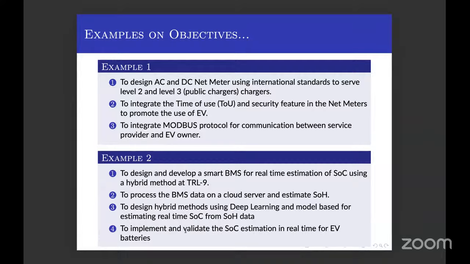Similarly, example 2 is there. I will not read it, I'll share the slides with you. You can see how it is written very simple and effective so that you can understand it in a proper way. You have to make sure that you write in a very simple way so that the reviewer understands what you are intending to do.